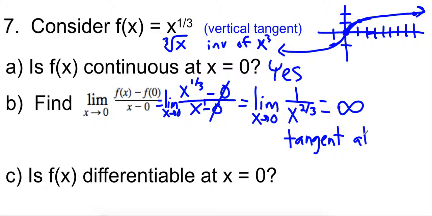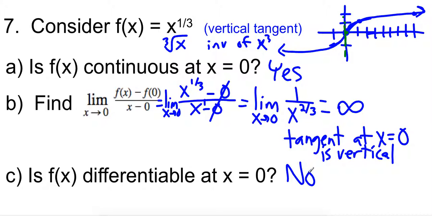So what this means is the tangent at x equals 0 is vertical. The slope right at this point is actually a vertical tangent. We can't differentiate vertical tangents, so this is not differentiable. Those are a couple examples of cases where you would have a continuous function that's not differentiable: if it has a sharp turn or if it has a vertical tangent somewhere.